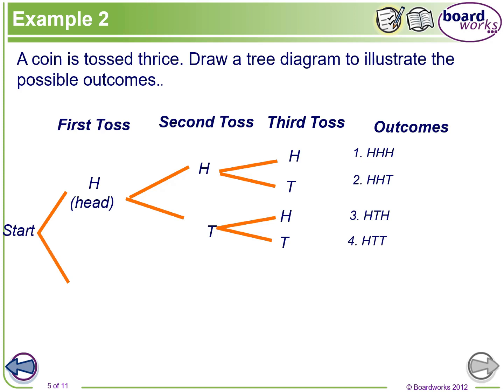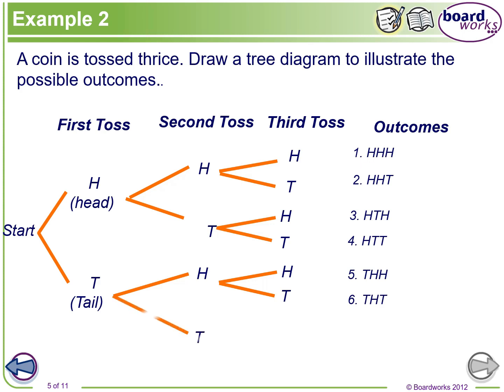Or in the first toss, it could be tail. The second toss could be head. The third toss could be head. So the outcome is tail, head, head. Or in the third toss, it's tail. So the outcome is tail, head, tail.